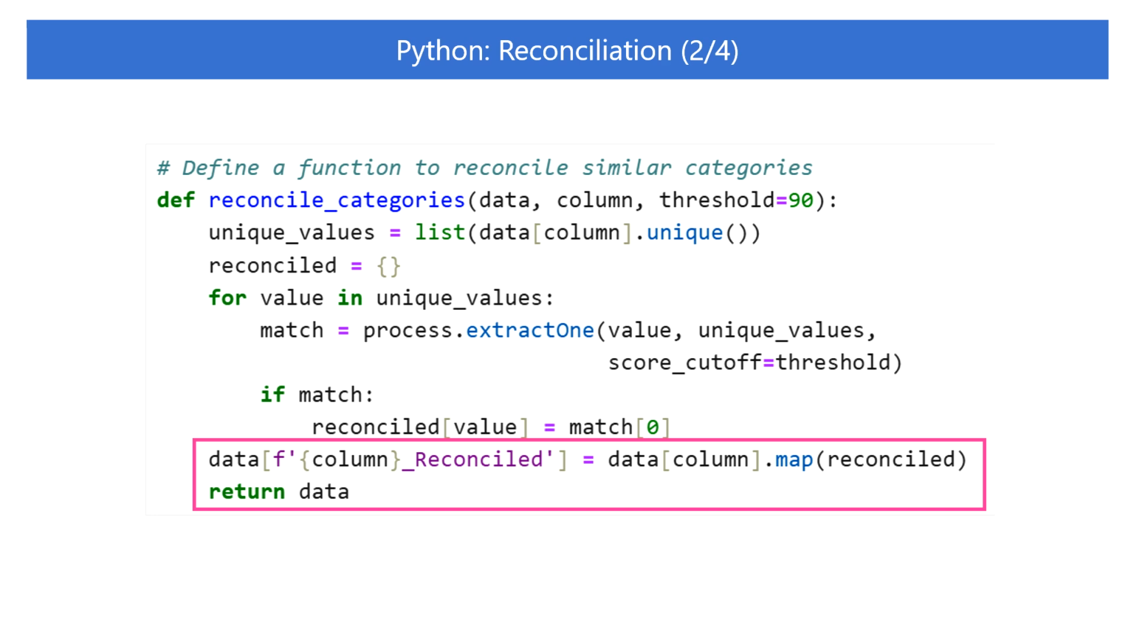Here, let's use an f-string to dynamically change the new column name so that it reflects the target of the reconciliation. By doing so, if we reconcile the product column, the new column name will be product_reconciled. If we reconcile another column, this function adds a new column with a name reflecting that column's name. Finally, return the updated data frame.